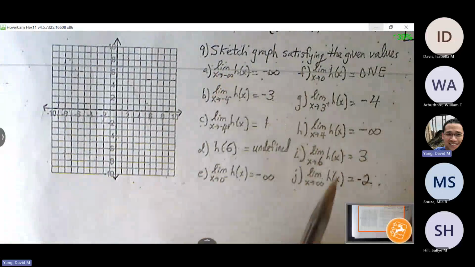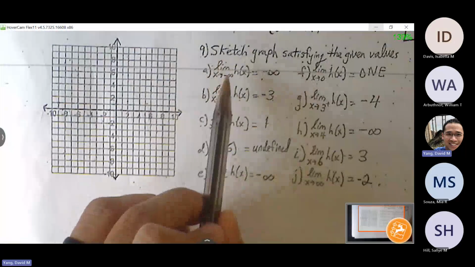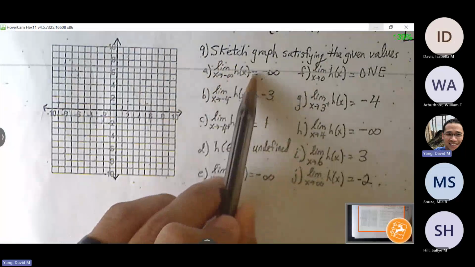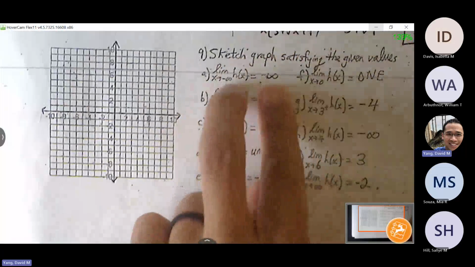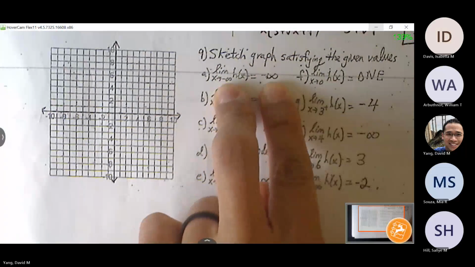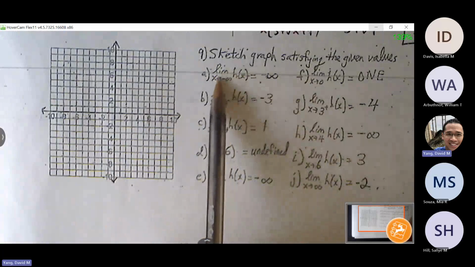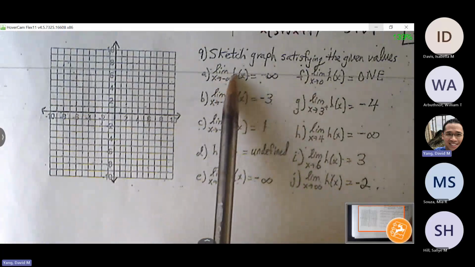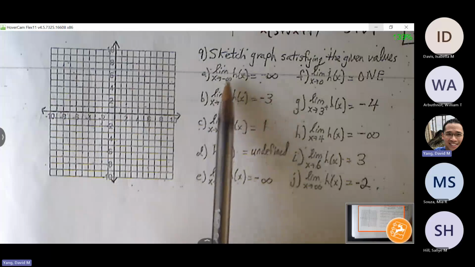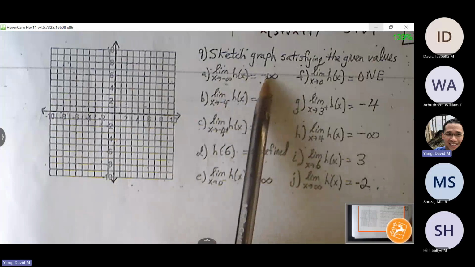Okay, so I'm going to just go from A through J here. Limit as x approaches negative infinity equals negative infinity. What does this tell us? As we approach the left side of the graph, it's going to negative infinity. So this is telling us that as my arrow exits from view towards the left, that arrow is going to point down.